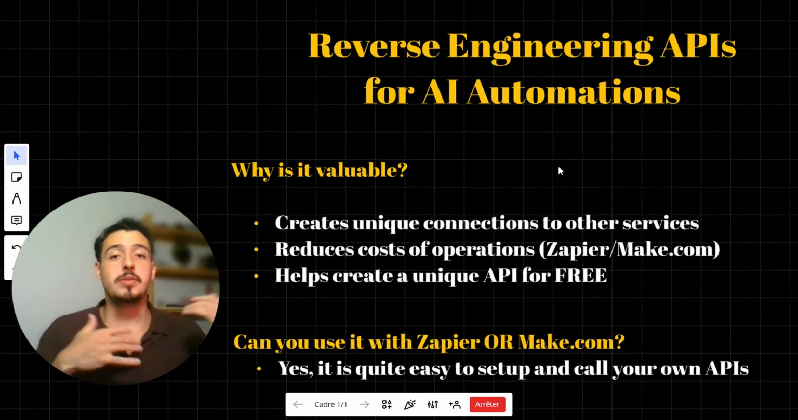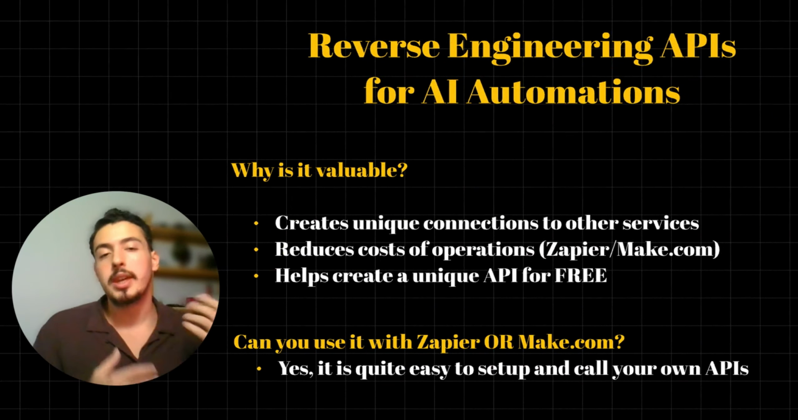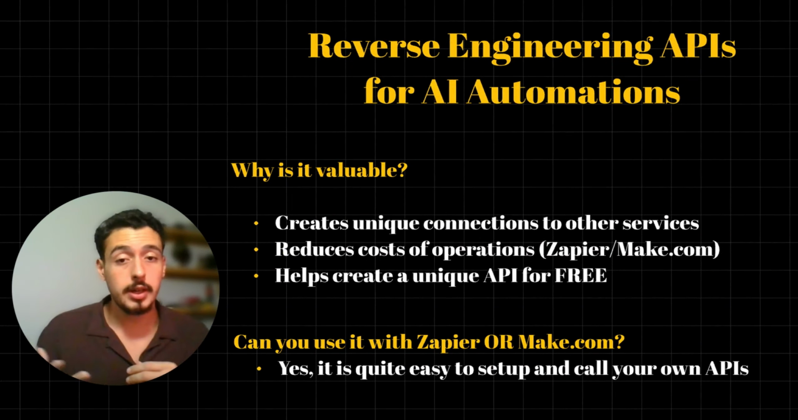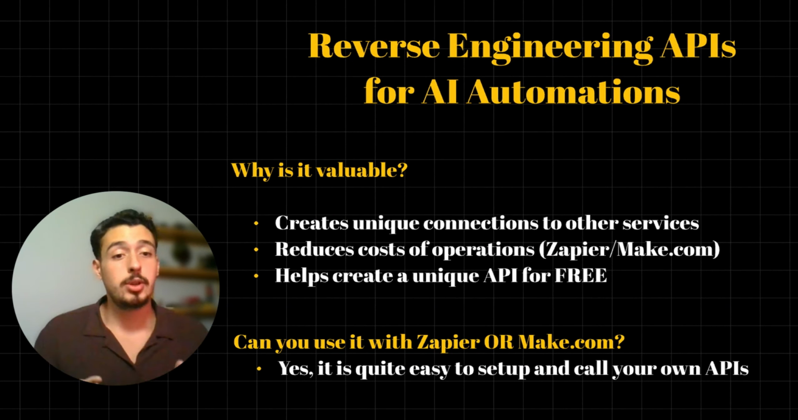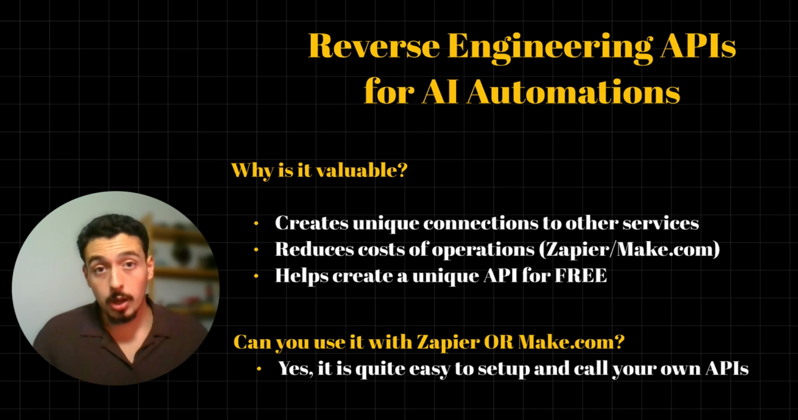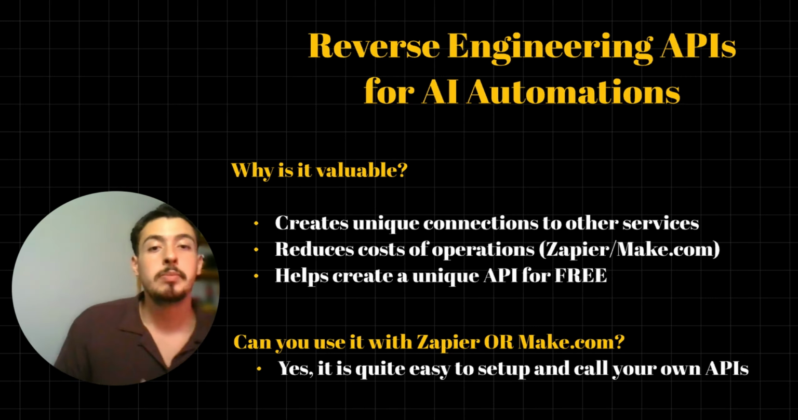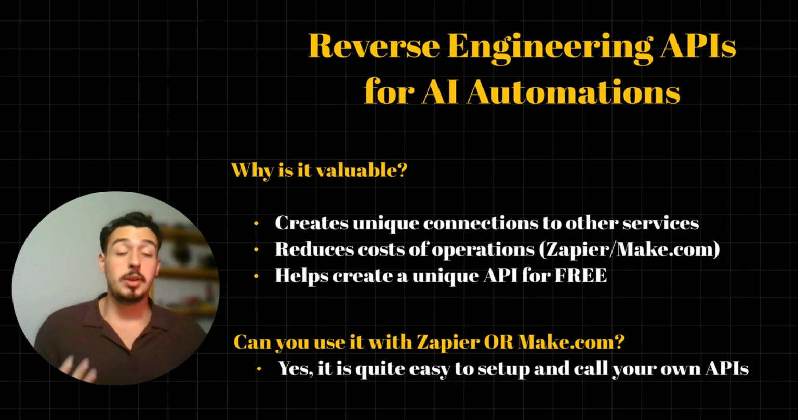You might say, why is it valuable? Reverse engineering APIs can help you create unique connections to other services and APIs. It reduces the cost of operations when it comes to Zapier and Make.com, since Zapier is very expensive compared to Make, but a lot of people cannot afford to lose so much money over operations. And also, it helps you create a unique API for free.